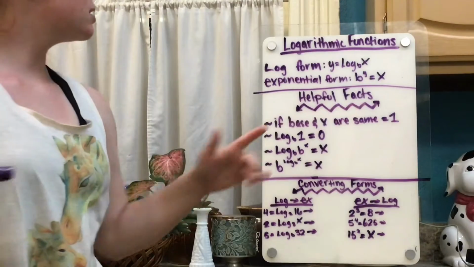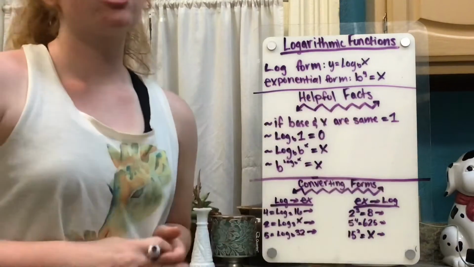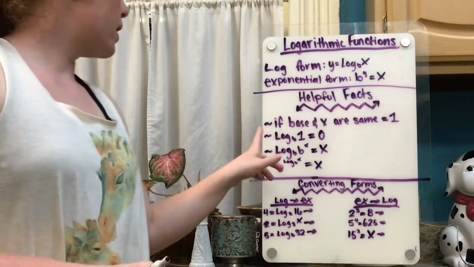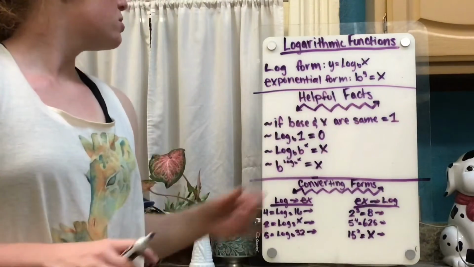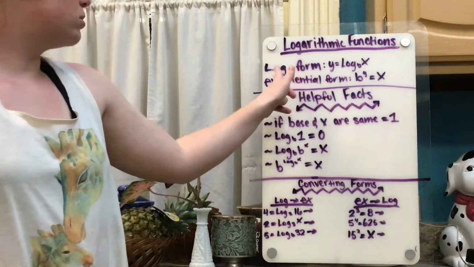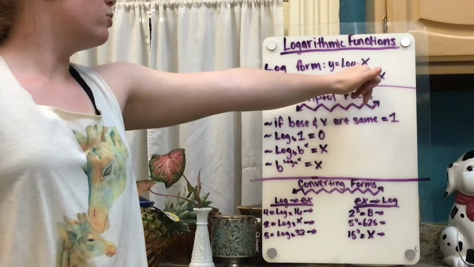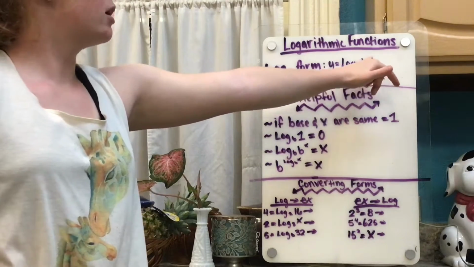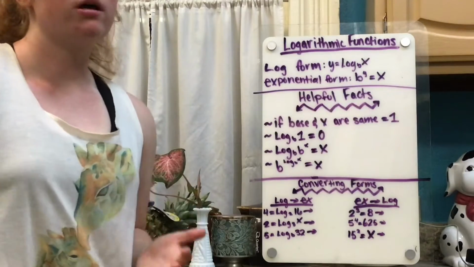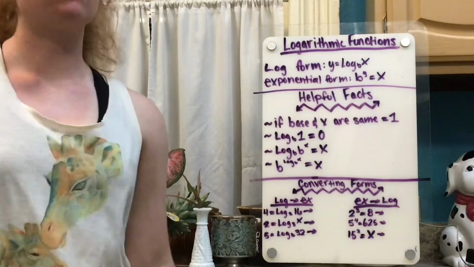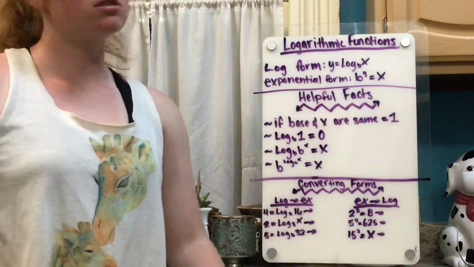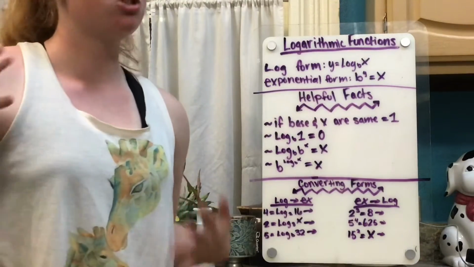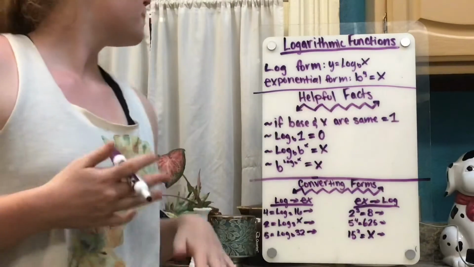So just some basic helpful facts to know about logarithmic functions would be if the base and x are the same, it equals 1. So that means in the logarithmic form, if this b right here and that x are both 1, then it equals 1. If they're both 2, it equals 1. If b and x are both 100, it still just equals 1. No matter how big it is, it's always going to equal 1.